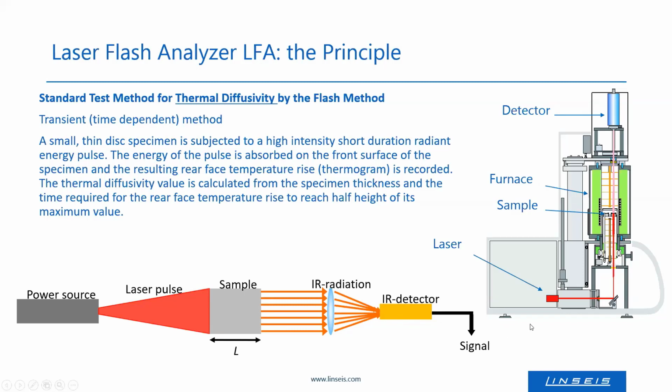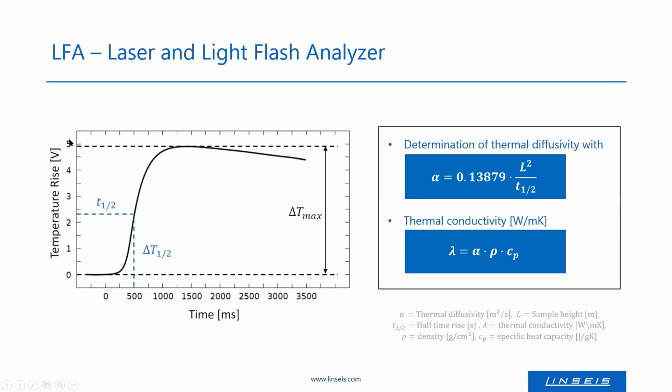Let's first have a look at such an instrument. This is a laser flash analyzer. So you have a laser which is hitting a sample, which is sitting here in a furnace. So temperature can be somewhere between minus 125 and plus 2,800 degrees centigrade. So the sample is hit by this short laser pulse, and the rear face is observed by an infrared detector giving a signal, a temperature signal over time, and this is the rear face temperature.